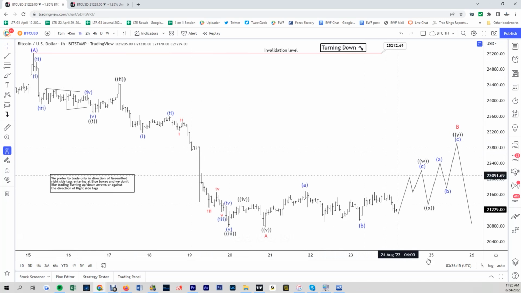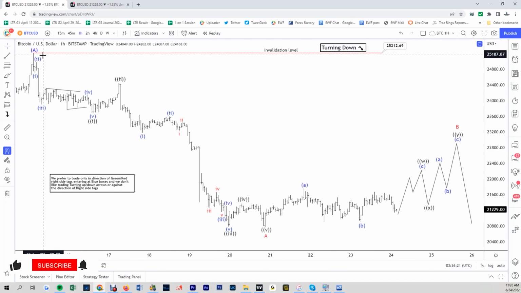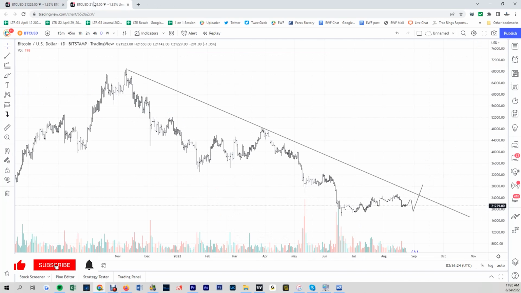So we should be looking for some sort of an ABC minimum to the downside, with another option being that this is actually 1, 2, 3, and if that's the case, we're going to break below 17,000.